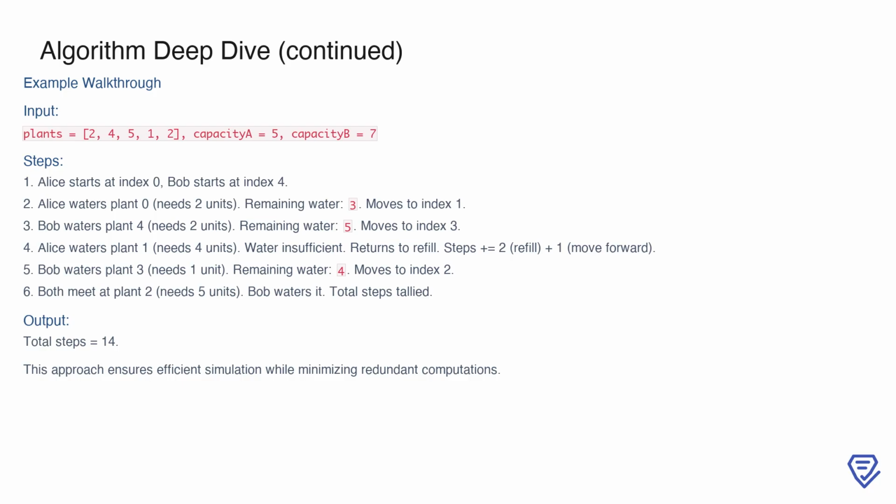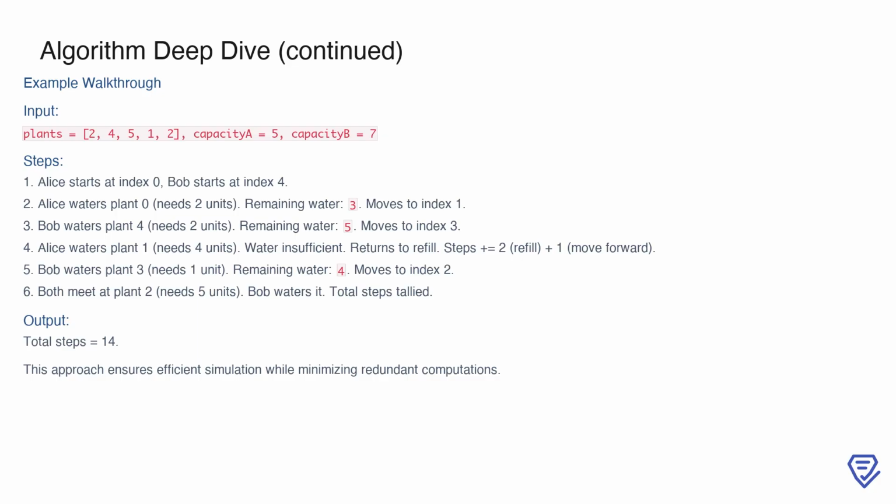Suppose the input is plants equals 2, 4, 5, 1, 2, with Alice's capacity A set to 5 and Bob's capacity B set to 7. Initially, Alice starts at index 0, and Bob starts at index 4. Alice waters the first plant, which requires 2 units of water, leaving her with 3 units. She then moves to the next plant. Bob, on the other hand, starts with the last plant, which also requires 2 units. After watering it, he has 5 units left and moves inward.